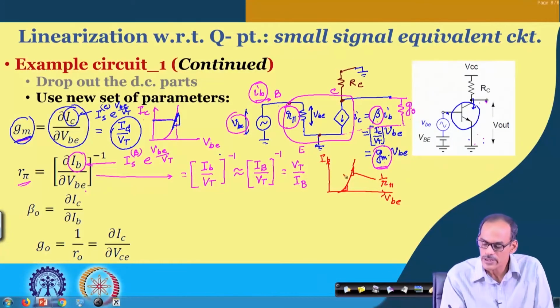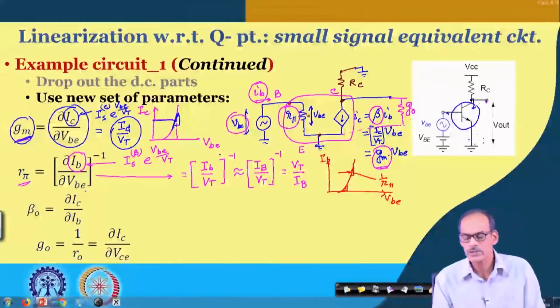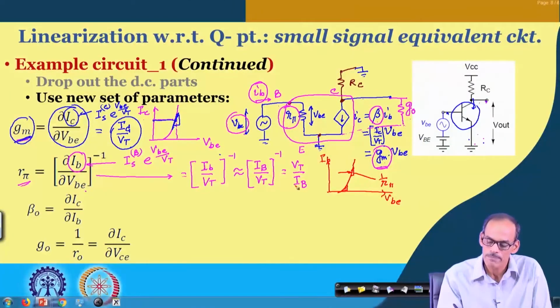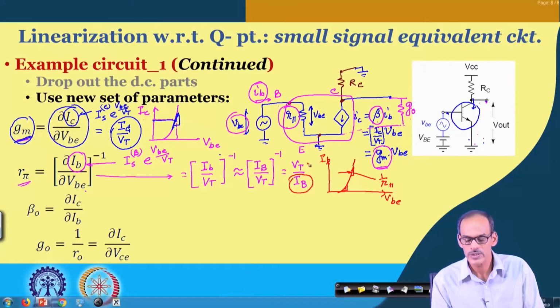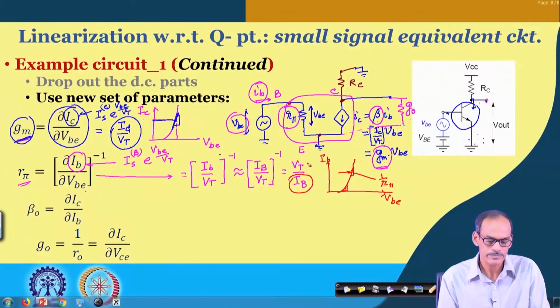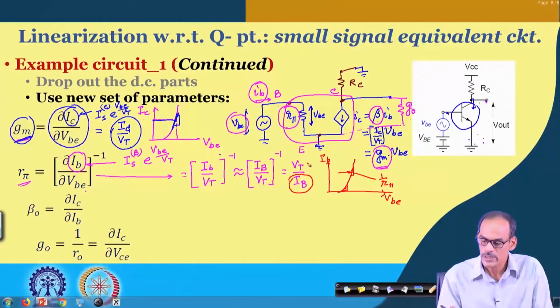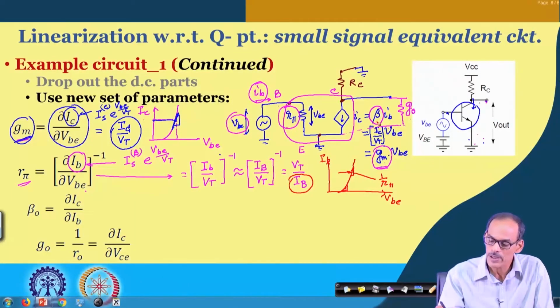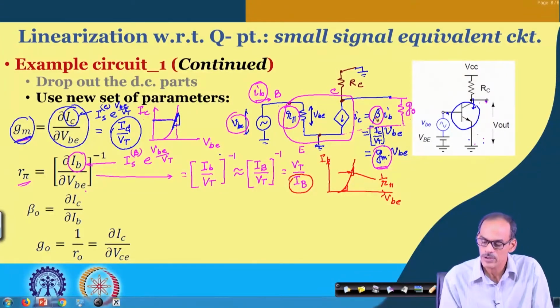But as I said, if we restrict our discussion or our experiment to some operating point, then you may say that this r pi remains constant. So, based on the DC current, capital IB, we can say its resistance is VT divided by IB. Likewise, consider the other parameter here, namely beta naught.